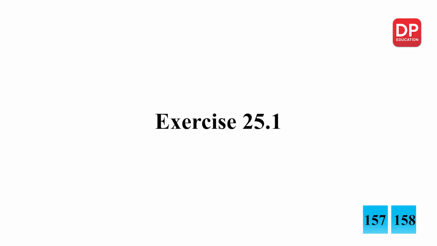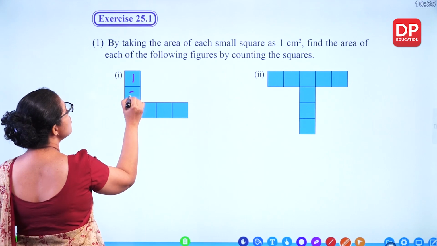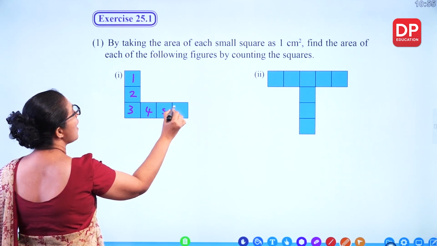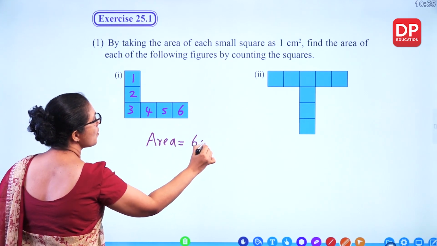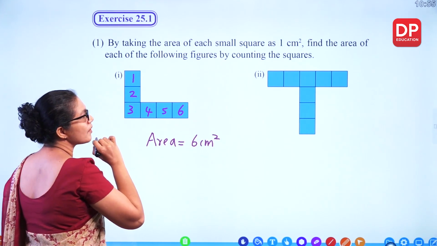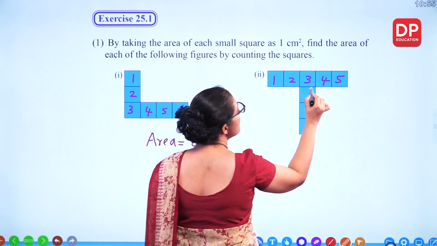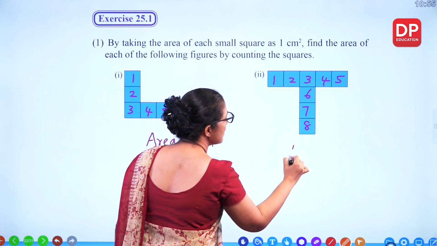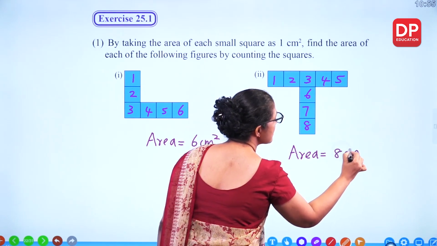Exercise 25.1. By taking the area of each small square as 1 square centimeter, find the area of each of the following figures by counting the squares. 1, 2, 3, 4, 5, 6. So area is 6 square centimeters. This one, 1, 2, 3, 4, 5, 6, 7, 8. So what's the area? 8 square centimeters.